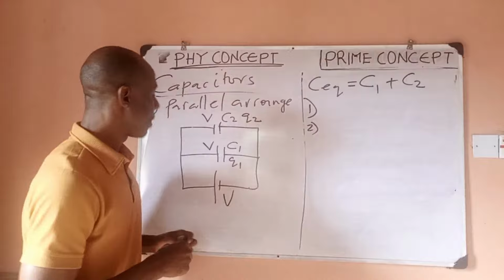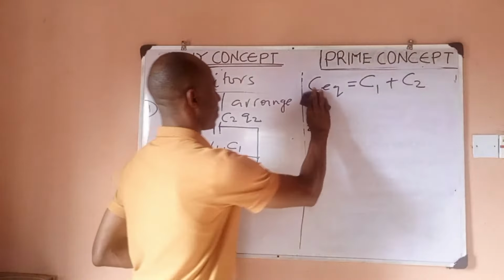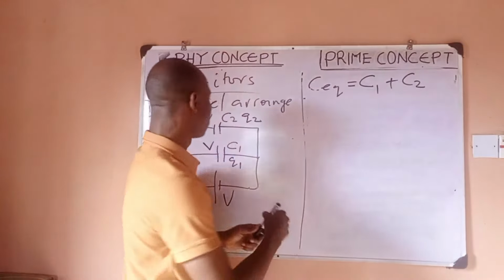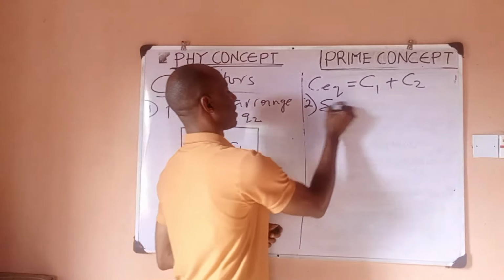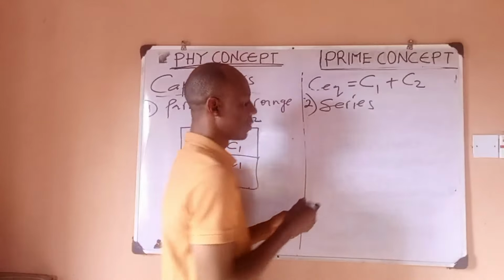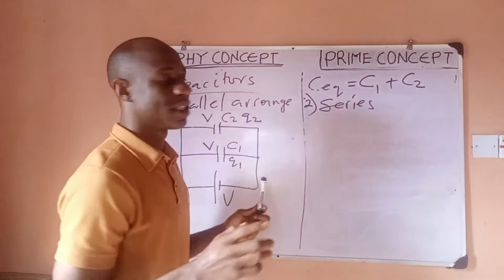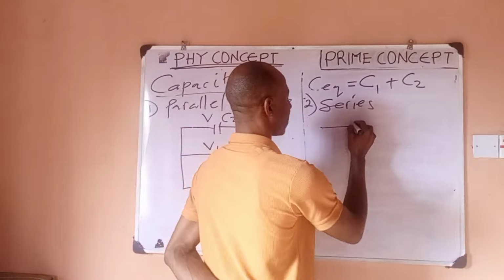Now, then number two arrangement for capacitors, before we take a problem again. Number two is your series arrangement. Series. So what is the diagram for series arrangement? So this is how capacitors are arranged in series.